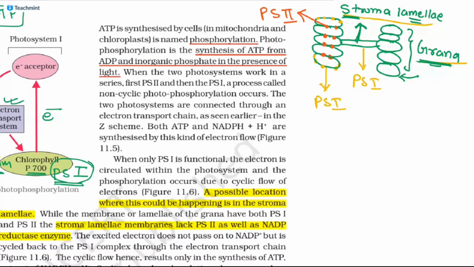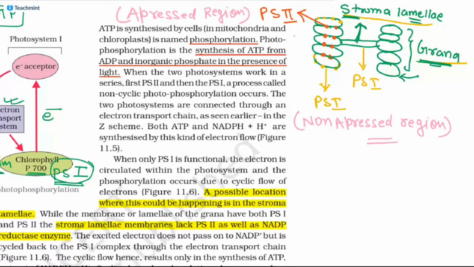So here, this photosystem 2, we call it, is present in the appressed region of grana. Which region of grana? Appressed region of grana. And PS1 is present in the non-appressed region. Non-appressed region. This point, first of all, tell me whether this is clear to you or not.